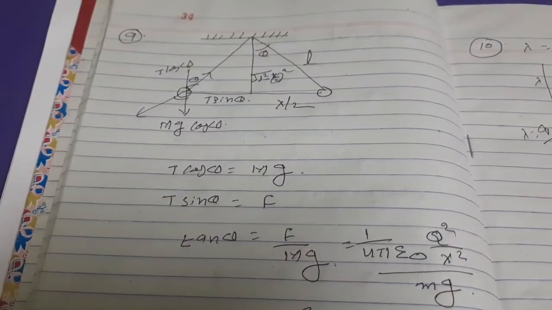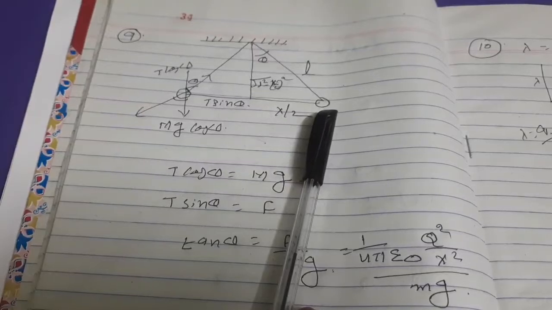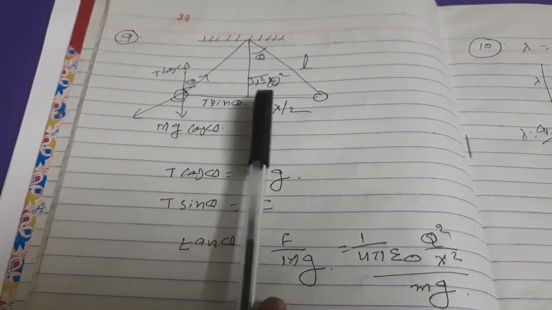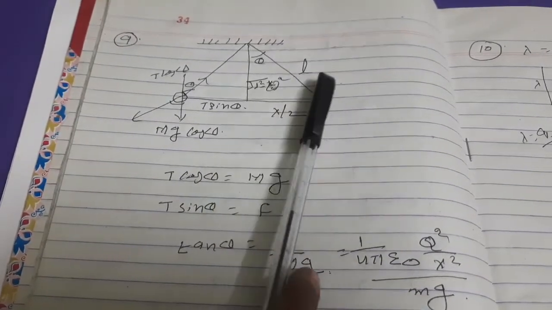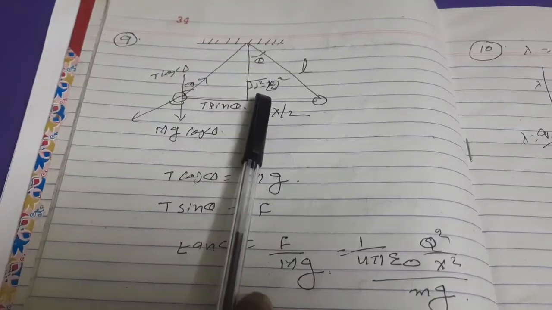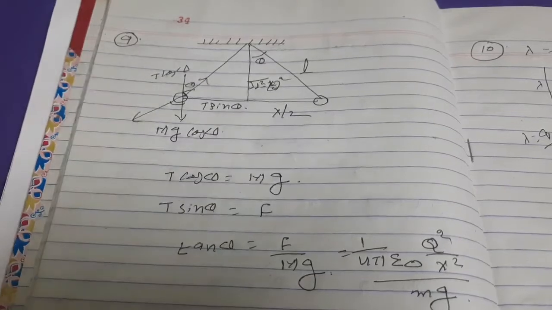Here in this problem, they have given two balls. These are having the same charge. How much gap we are taking here? X by 2 plus x by 2, we are taking the x. They have given clearly this length is L. From the Pythagoras theorem, from here to here, it is under root L square minus x by 2 whole square.